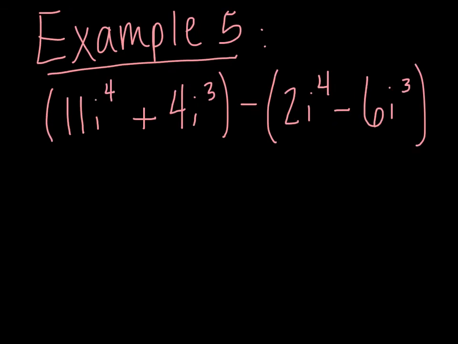Example 5 here is a little different because we're dealing with higher exponents. We have i to the fourth, i to the third, another i to the fourth, i to the third. And not only do we have that, but we also have the subtraction sign where we have to go and distribute. So we have a lot of things we've got to pay attention to on this one.